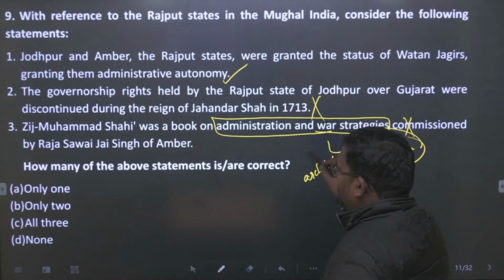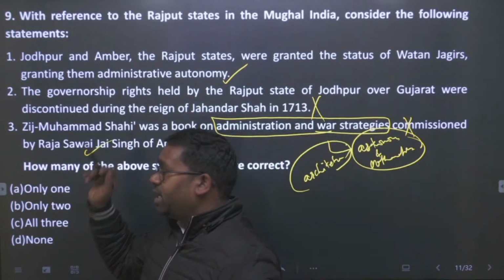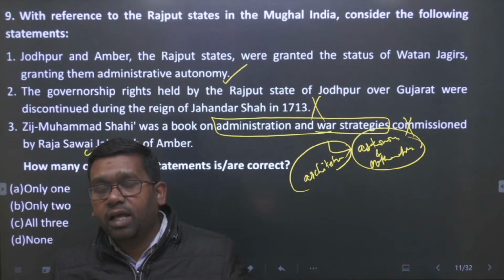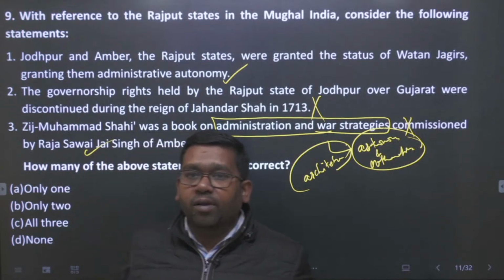Sawai Jai Singh is the one who made Jantar Mantar. You must have visited Jantar Mantar in Delhi. The Jantar Mantar in Delhi was constructed by this one person. There are 4 Jantar Mantars in India. You can find out their names.